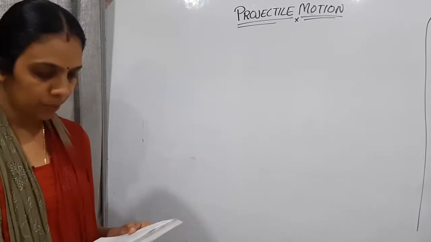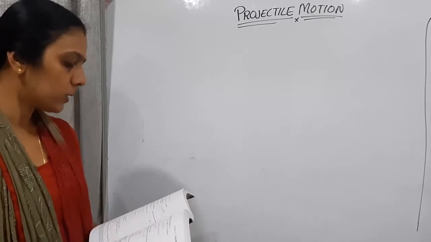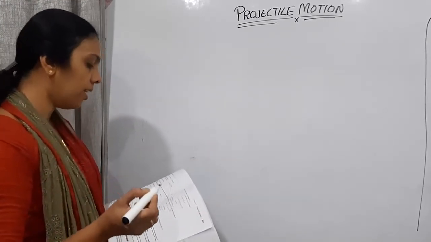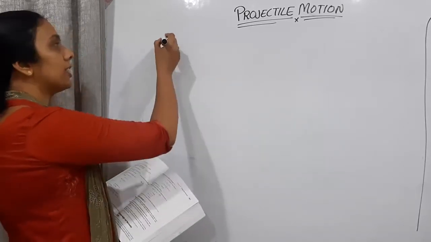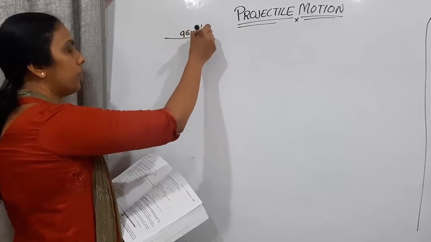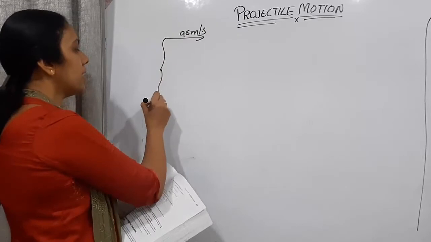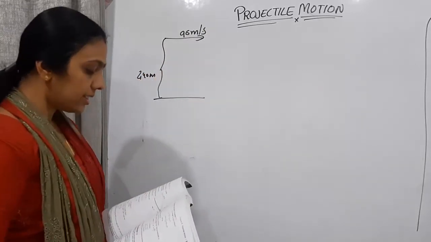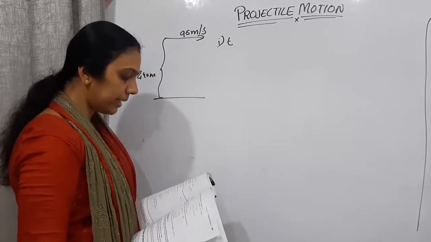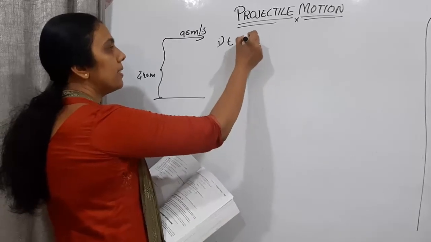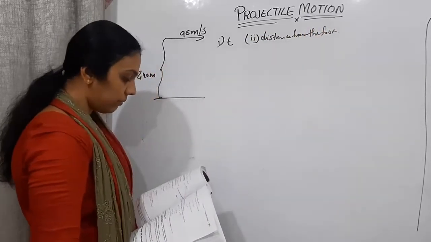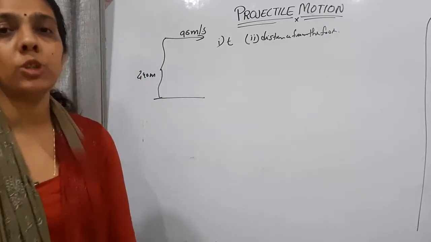So here the first question is: a projectile is fired horizontally with a velocity of 98 meter per second from the top of a hill 490 meter high. Find the time taken by the projectile to reach the ground. Then we need to find the distance of the point where the projectile hits the ground from the foot of the hill, and the velocity with which the projectile hits the ground.